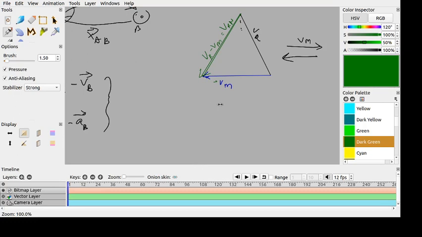Got it? So this is how you solve problems in general. This is step 2, and then you can use some geometry and you can get the result here. If some angles and other values are given, you don't have to worry about that.